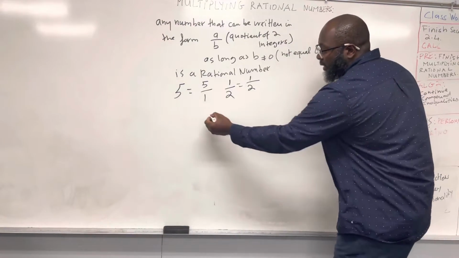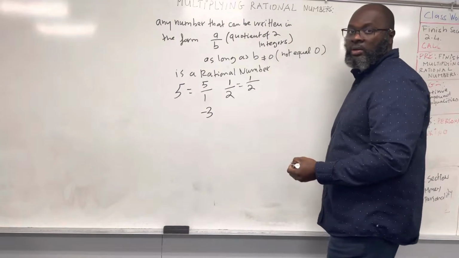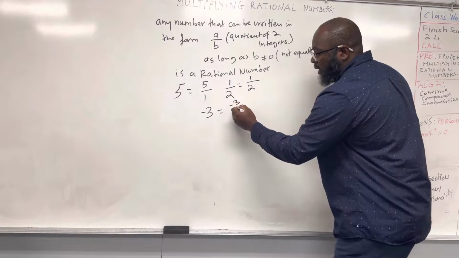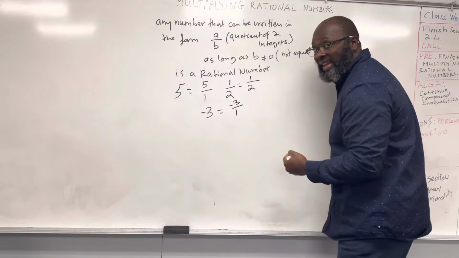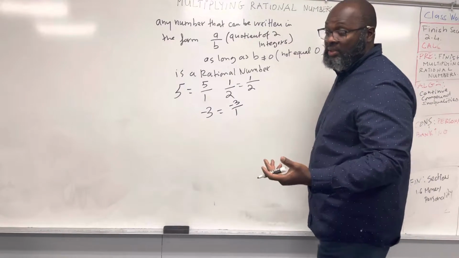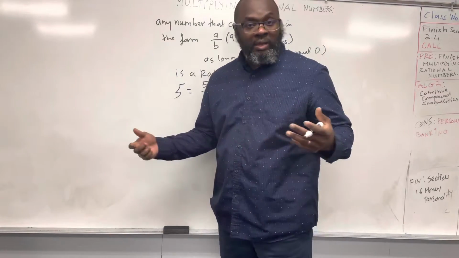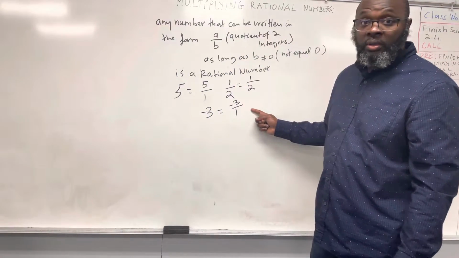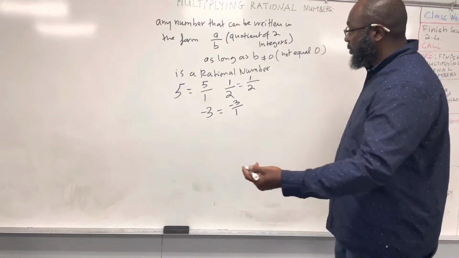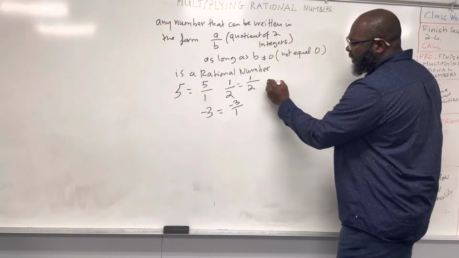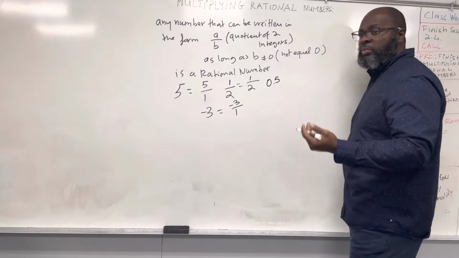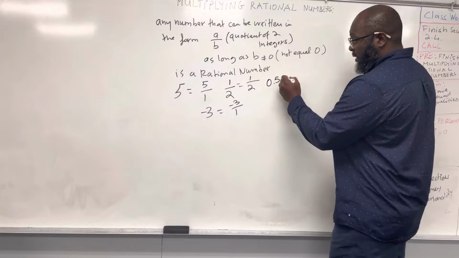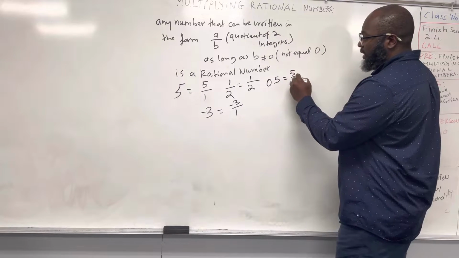An example, -3 is a rational number because -3 is a quotient of what? -3 and 1. These are both integers, okay? Integers encompass positive and negative numbers. So an integer can also be called a rational number, okay? And also you have 0.5. So 0.5 is also a rational number because 0.5 is basically 5 over 10, okay?